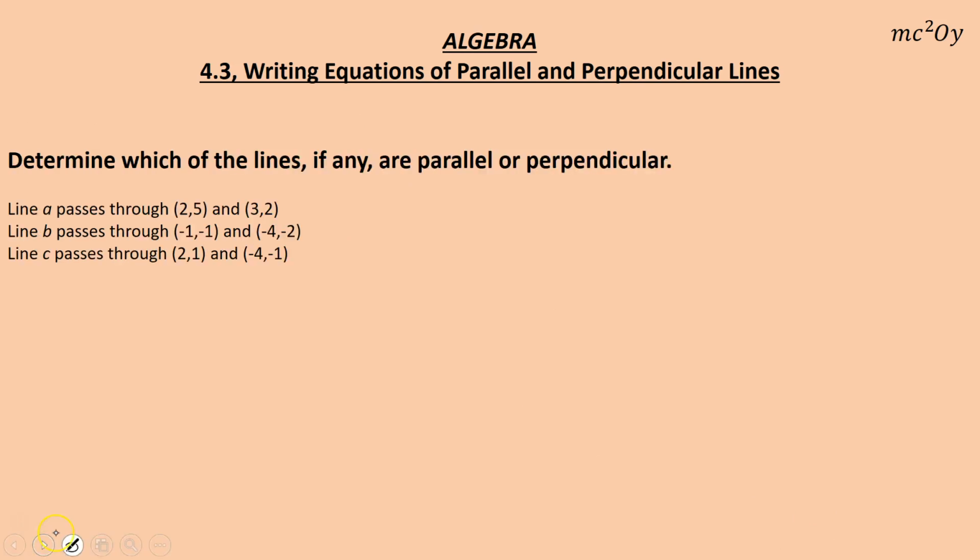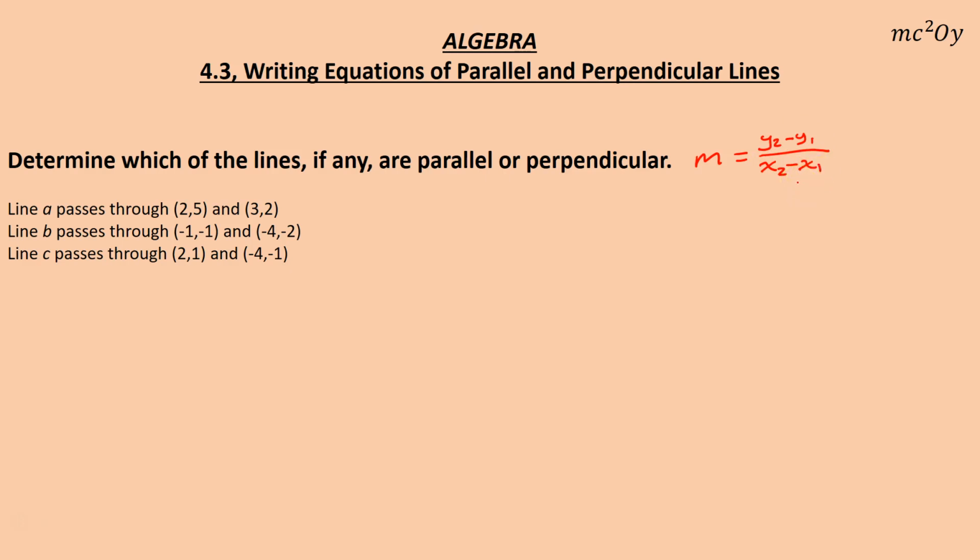All right, so knowing that, we can determine if lines are parallel or perpendicular using slopes. So if I were to look at line A here, line A passes through (2, 5) and (3, 2). Are they parallel or perpendicular? We'd have to use the slope formula. Remember the slope formula: m, which stands for slope, is equal to y2 minus y1 over x2 minus x1.